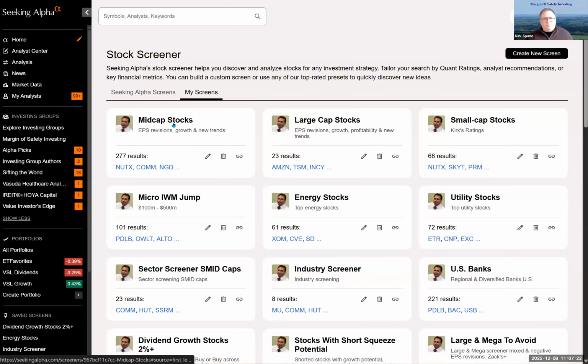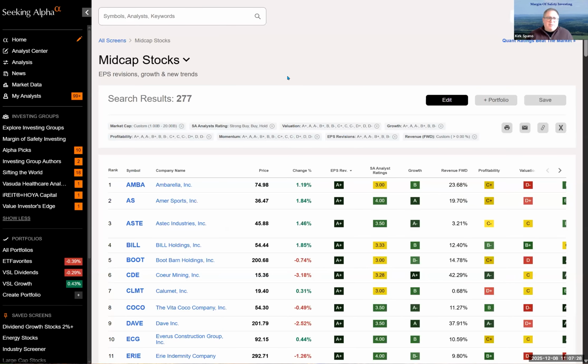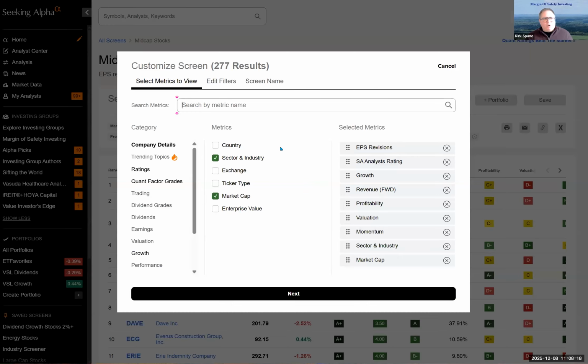What I want to show you first is the Midcap screen, because this is the one that I think is where we can find a lot of alpha. These are companies that are growing in most cases. Sometimes they're dividend growers, and they are not yet in the S&P 500. So if we can find those companies today that will be in the S&P 500 tomorrow, we can generally do very well. Now, this screener here is something that I've built, and I just want to show you how I did it. With the edit function, I pick out what I want in the screen.